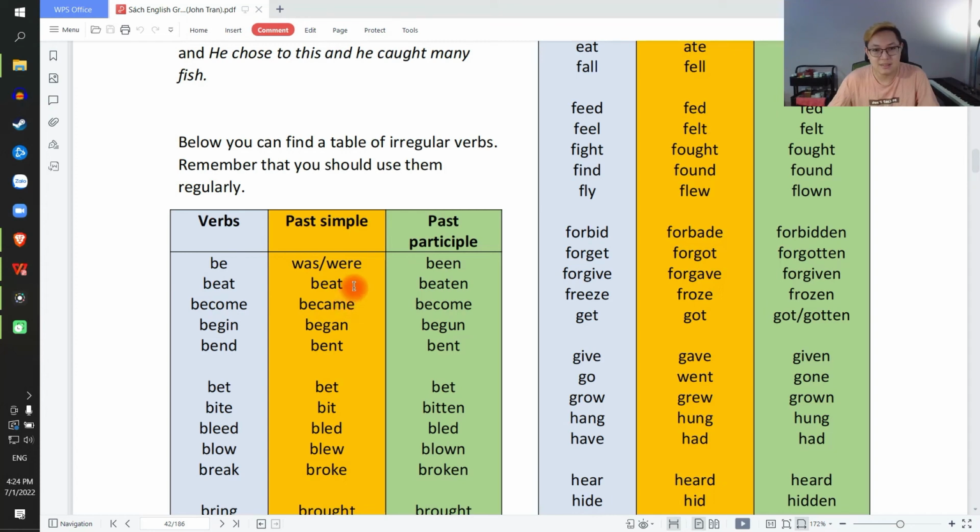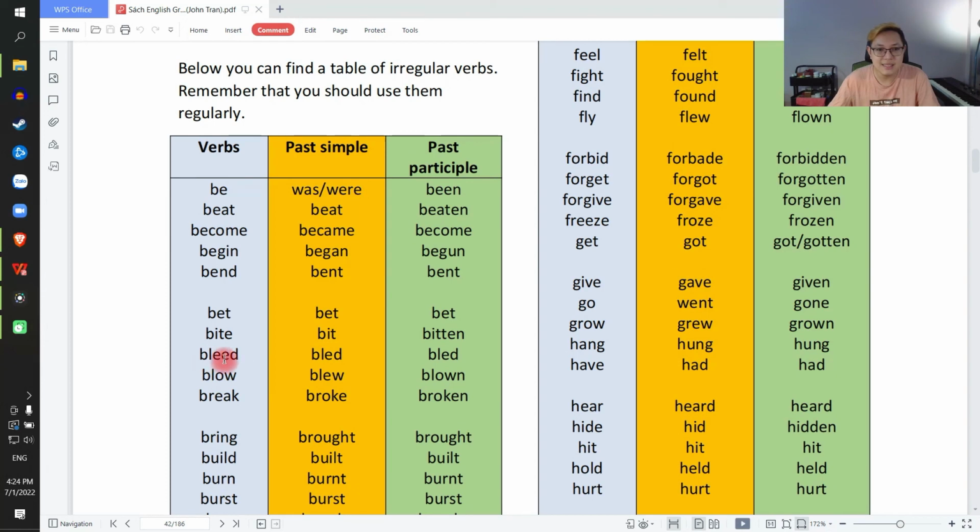Beat, beat, beaten. Become, became, become. Begin, began, begun. Bend, bent, bent. Bet, bet, bet. I bet. Bite, bit, bitten. Bleed, bled, bled. Blow, blew, blown. Break, broke, broken. Not broke, because B-R-O-K, broke. Break, broke, broken.